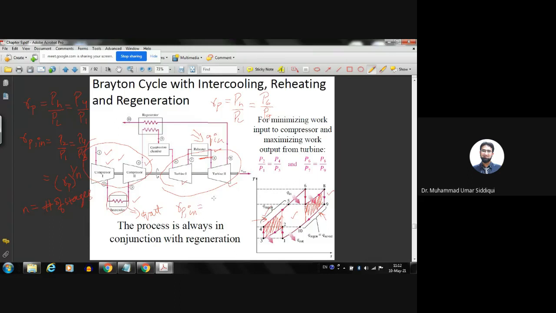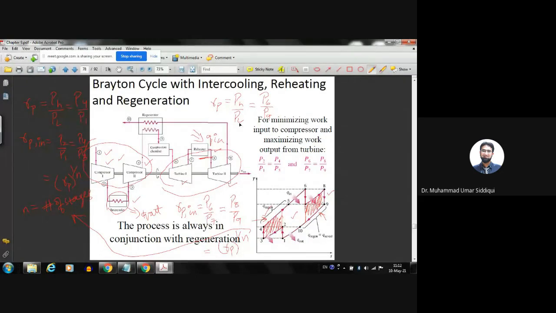it should be P6 by P7 for the first turbine. This should be the same as P8 by P9 for the second turbine. And this is equal to what? It is the overall pressure ratio RP power 1 by N, where N is the number of stages for the case of the turbine. Since here we have two stages of the turbine, N will be 2.